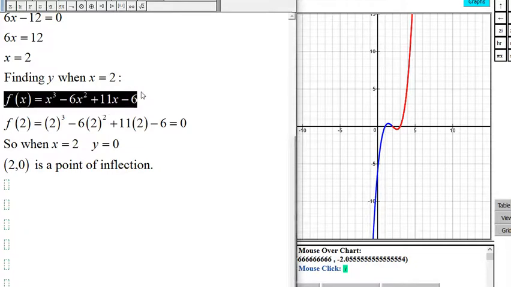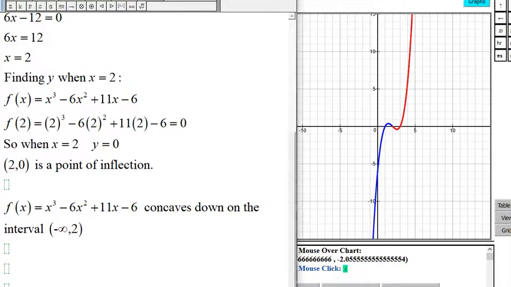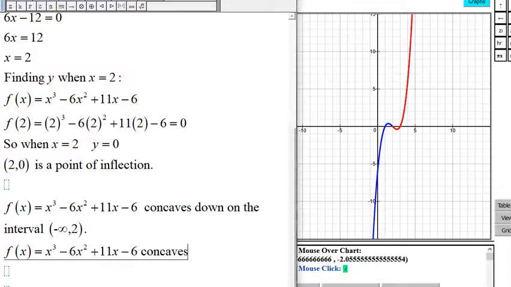And so we say that this function concaves down on the interval from the left side, which is negative infinity, to 2, and then we say that this function concaves up on the interval from 2 to the right, or 2 to infinity.